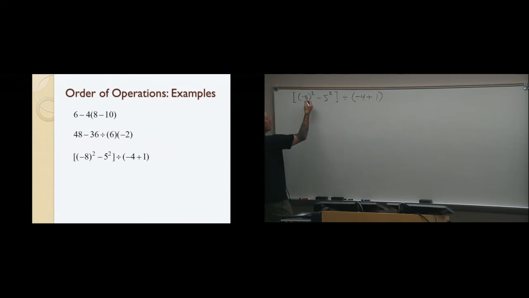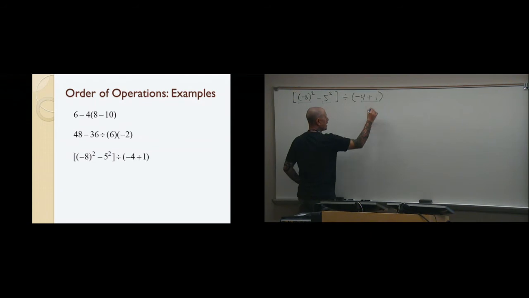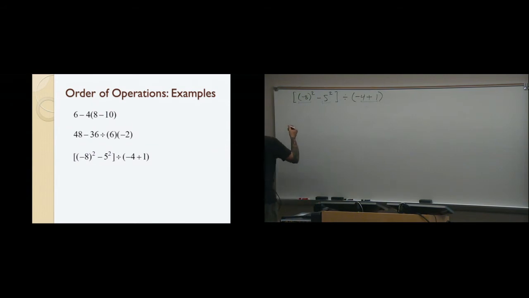Yeah. So here, we would need to do the exponents first before we do the subtraction. Here, there's only one operation in that grouping symbol, and it's addition. So those are the operations that I'm going to perform first. So I write parenthesis. Now, -8 in parentheses to the power of 2 is going to give me what? 64. Minus 5 to the power of 2 is going to give me 25. And now I've got divided by, and then -4 plus 1 gives me what? -3.